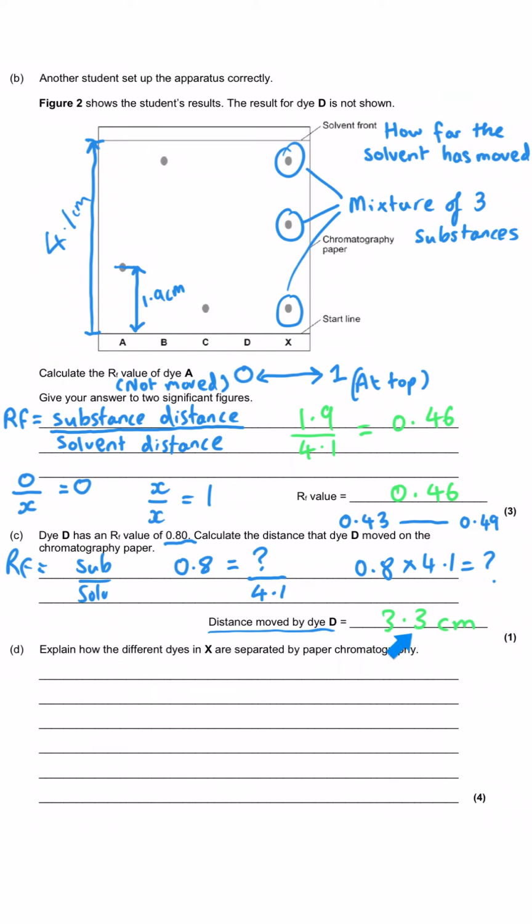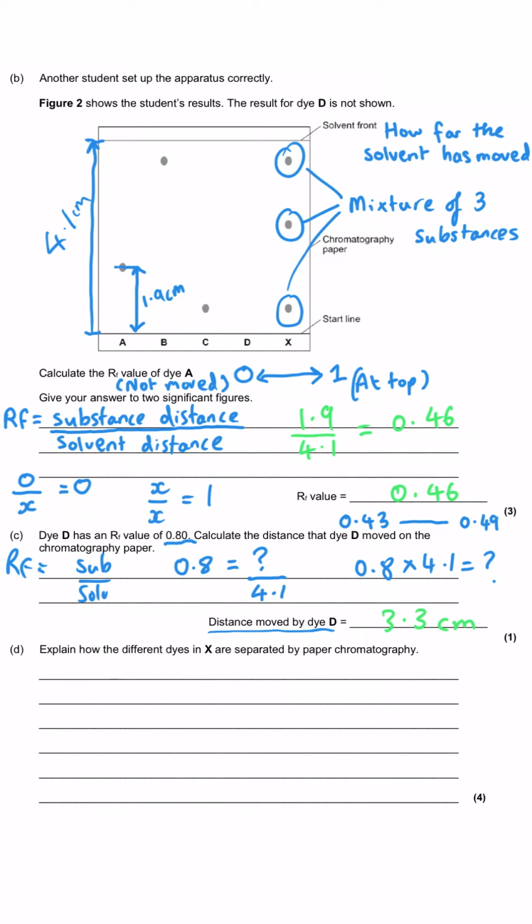And you can do that, kind of as a shortcut and not having to plug the numbers into this equation, or you can have it as a sort of a reasonableness check, because an RF value of 0.8 means it's gone 80% of the distance, and 3.3 does seem reasonable, doesn't it, as being 80% of 4.1.